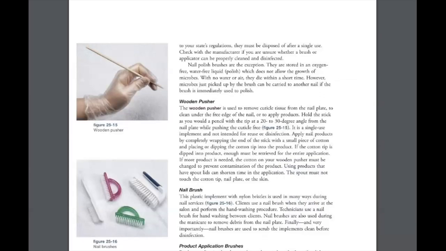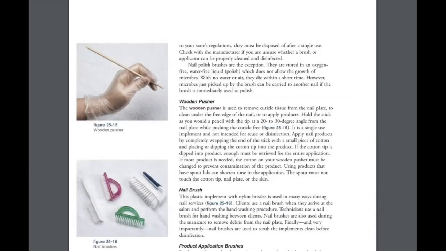Then you have your wooden pusher. Your wooden pusher, which is this here, is used to remove cuticle tissue from the nail plate, to clean under the free edge of the nail, or to apply products. You want to hold the stick as you would a pencil, with the tip at a 20 to 30 degree angle from the nail plate while pushing the cuticle free. This is a single-use implement, and once you are done using it on your client, it has to go in the trash.